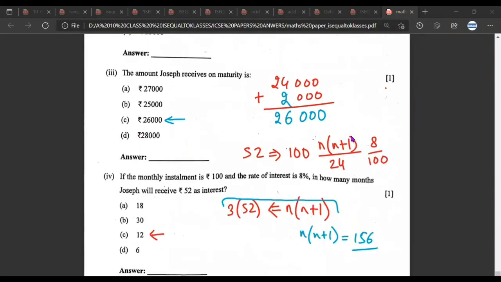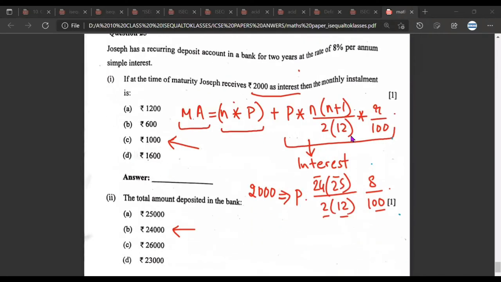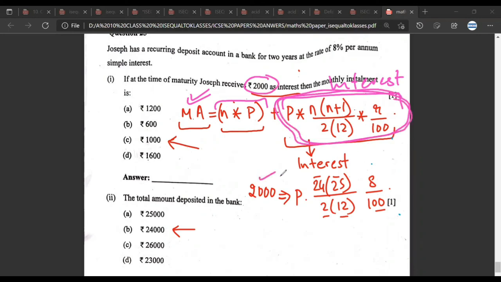Okay, now here's the last question, and that is why I had spent some time explaining to you how this formula works. So this is my maturity amount, this is the principal that I deposit, this is the interest amount. We discussed this in the beginning of the paper. So see, 2000 is the interest that he has received. So this term, the third term in this equation, has to be equated to 2000. Put the value, we need the value of P, put the value of N. What is N? N is the number of months. In 2 years, you have 2 into 12 months, so this will be 24. So put this value of N here, solve for P, and you will have the answer.